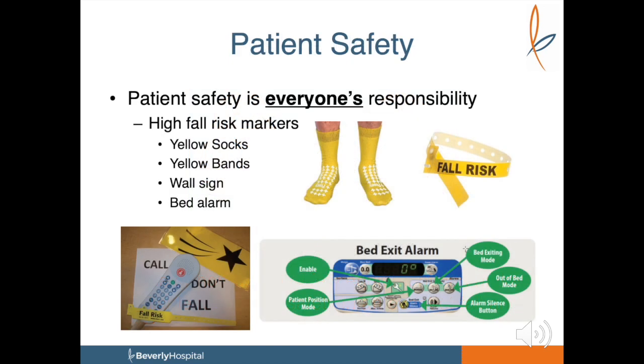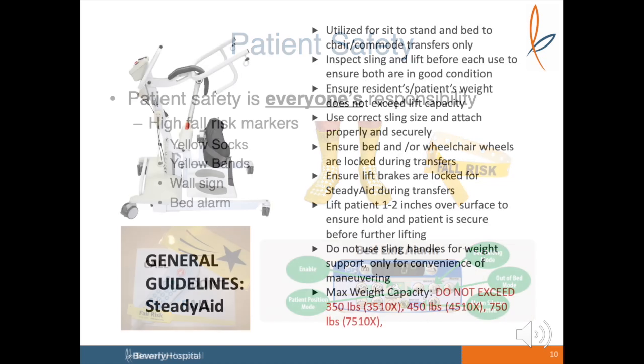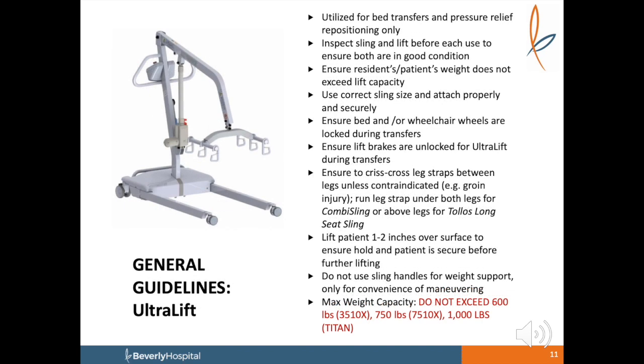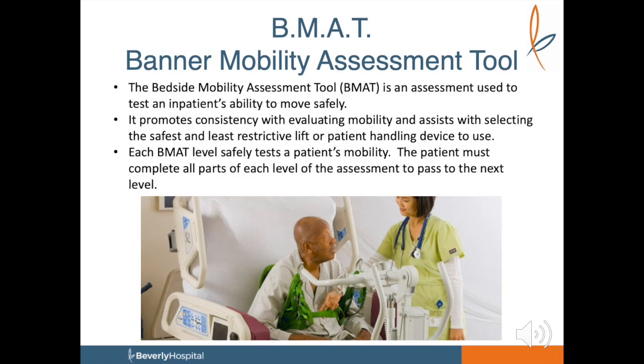In addition to assistive devices, we need to be sure that patients who are at high risk for fall have yellow socks, yellow wristbands, wall sign, and bed alarm on. In addition, we have mobility devices with which we can provide assistance. All of you are signed off on the use of the lifts at initial orientation. If you have questions or need additional instruction, Rehab Department is available at extension 4229.